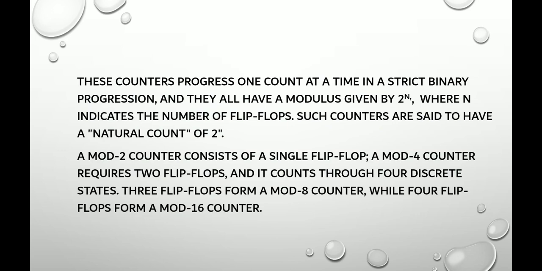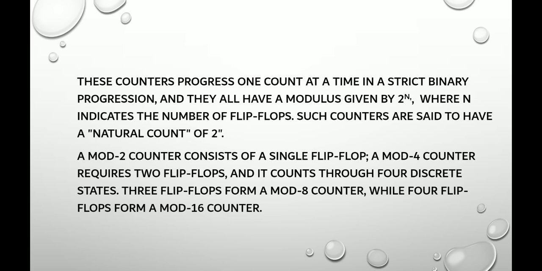A mode 2 counter consists of a single flip-flop. A mode 4 counter requires 2 flip-flops, and it counts through 4 discrete states. 3 flip-flops form a mode 8 counter, while 4 flip-flops form a mode 16 counter. Thus, we can construct counters that have a natural count of 2, 4, 8, 16, 32, and so on by using the proper number of flip-flops. It is often desirable to construct a counter having a modulus other than 2, 4, 8, and so on.